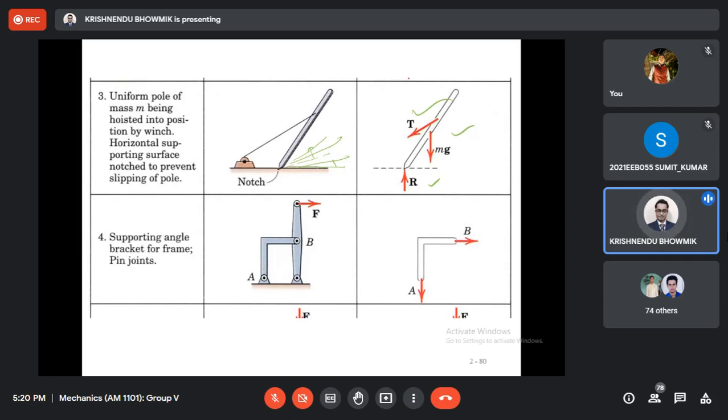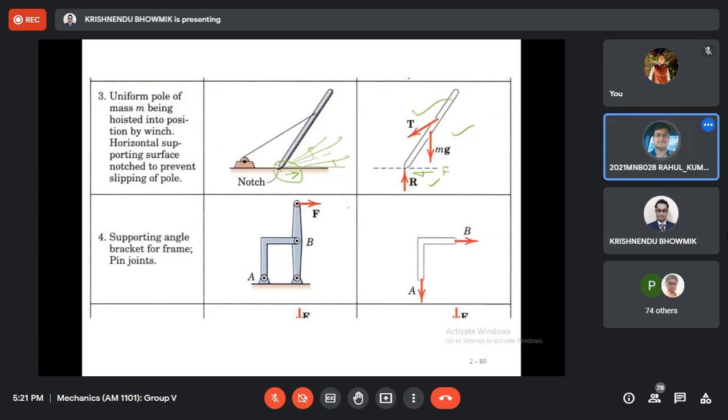this will try to move in which direction? Sir, leftward. Then the friction will be rightward. Okay, so that means if you try this way, it will try to move in this direction, and then friction will be this. Yes, sir. Okay.